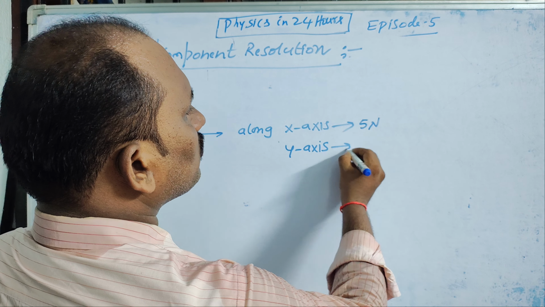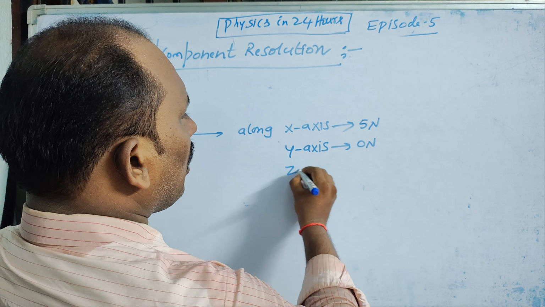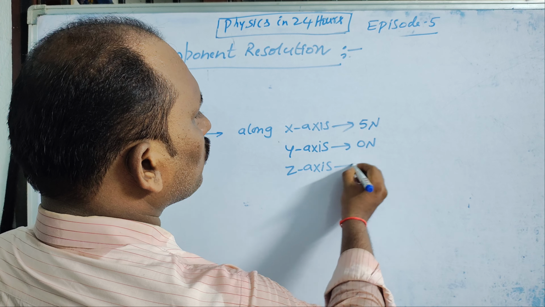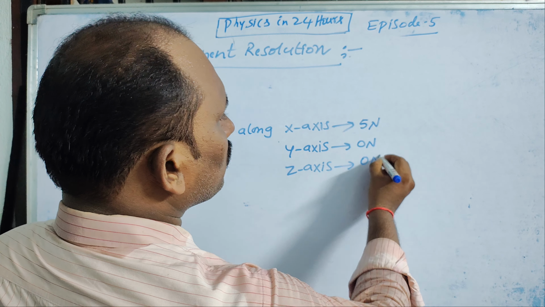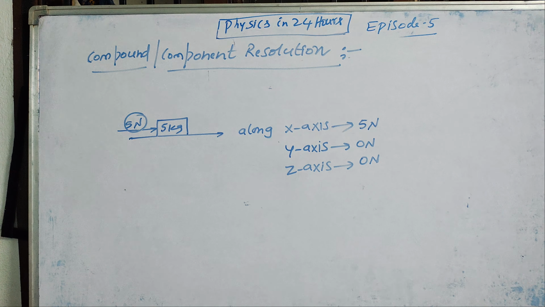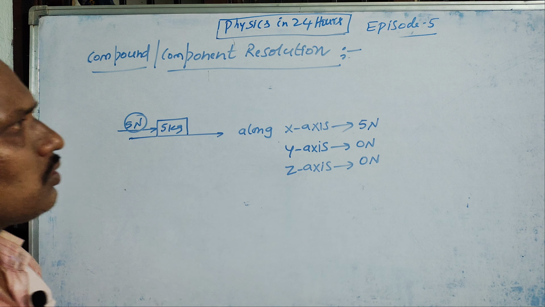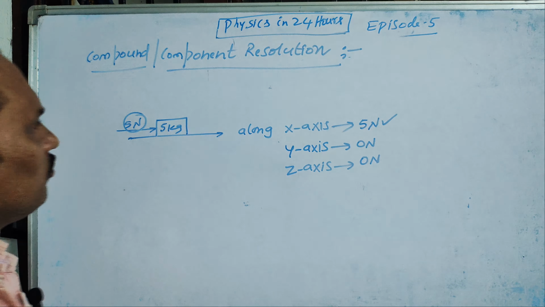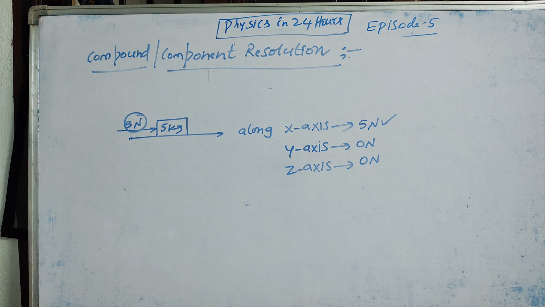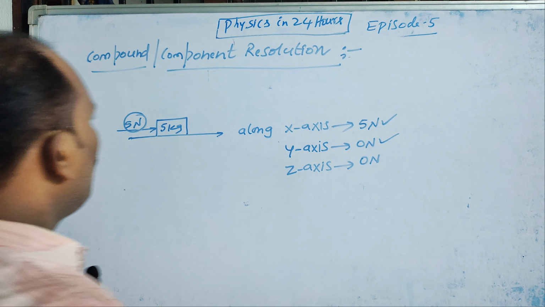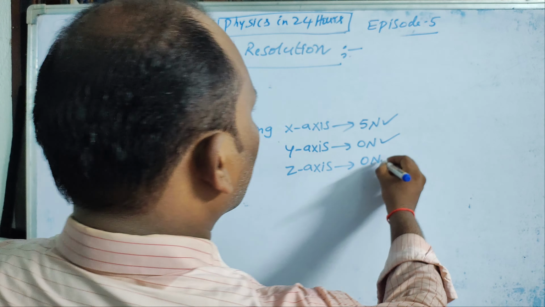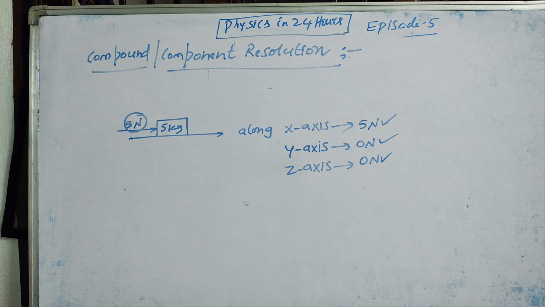Along the y-axis, how much force is acting? 0 newtons. Along the z-axis, how much force is acting? 0 newtons only. Along the x-axis the value is 5 newtons, which does not act on the y-axis, that is why 0 newtons. In the z-axis there is no force acting, that is why 0 newtons once again.